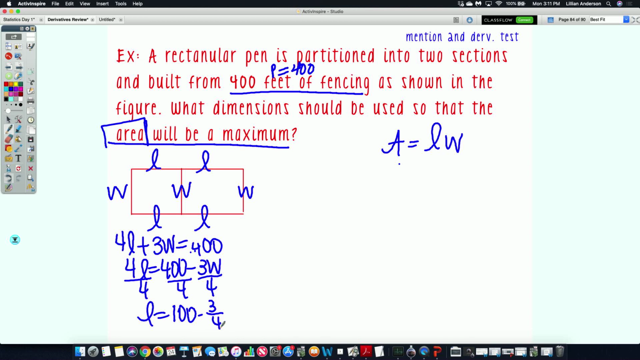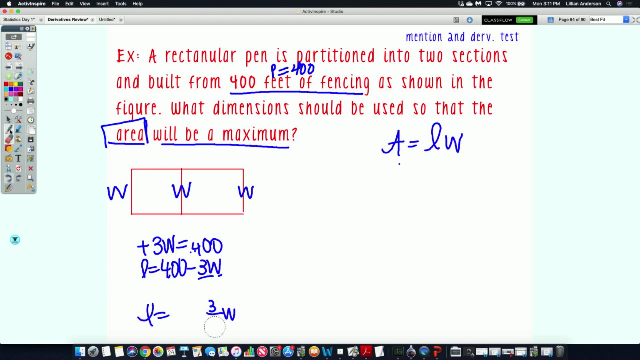And then this becomes 3/4 W. But it doesn't say that they're partitioned equally. It just says they're partitioned into 2 different sections. Good catch, I screwed up. It's okay, we can fix this. It's an easy fix because all I have to do is change these 4s into 2s.